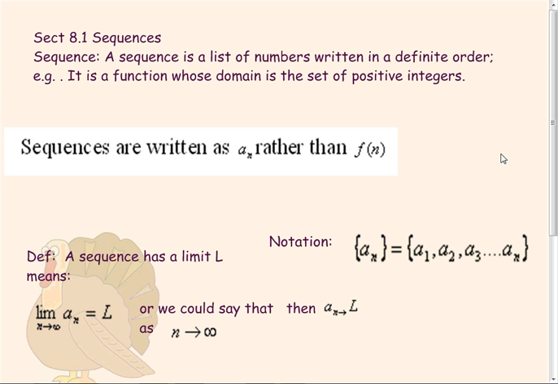Sequences. A sequence is a list of numbers written in a definite order. So we could talk about the sequence of natural numbers. You could talk about the even numbers. A sequence is simply a list of numbers. Sometimes I can see the pattern, sometimes I can't. It's usually a challenge to see the patterns. You will be asked to do some of that in your homework.